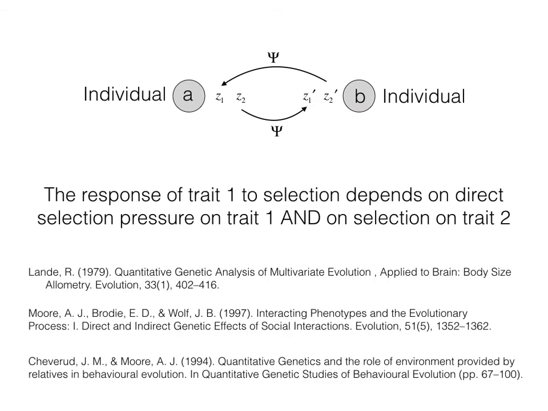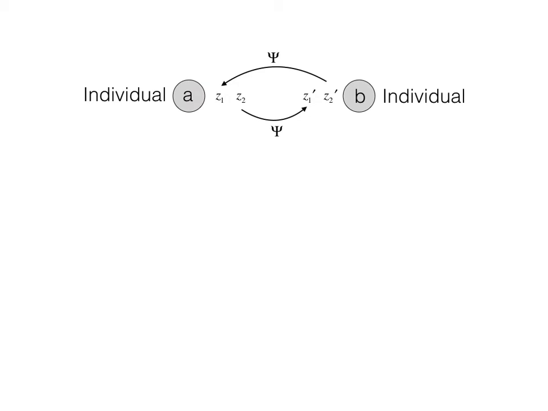And if you want to know a little bit more about how this works and why this works, this model comes from Lande in 1979, so you can take a look at that. If you want to know a little bit more about how this is applied to indirect genetic effects, there's a paper by Moore et al. in 1997 and Cheverud and Moore 1994, where they apply these to indirect genetic effects and maternal effects, respectively. But for now, we're just going to take a look at the equation. And this equation is telling us that the response to selection is the covariance between the breeding value, which I'm going to define right now.